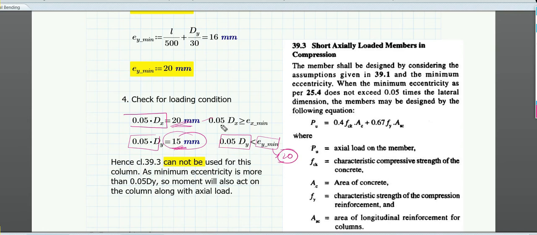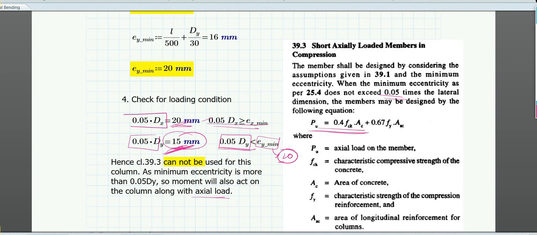So that means if any of these conditions is not satisfied, here this condition is satisfied in the x direction, so about the x direction the moment will not be there, but about the y direction the moment will be there. Hence clause 39.3, this equation, cannot be used, as the minimum eccentricity is more than 0.05 times dy. So moment will also act in the column along with the axial load. As this condition is not satisfied, we have to consider the moment for this particular design problem.